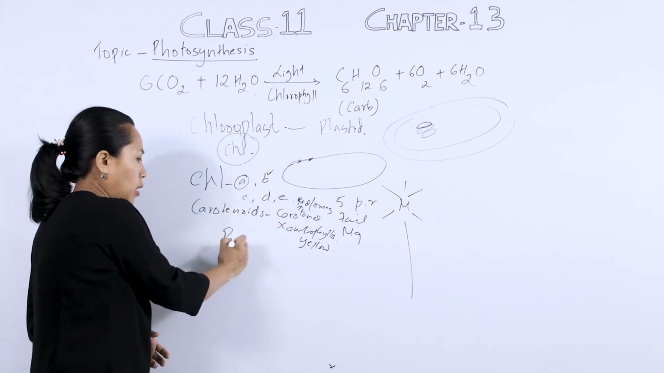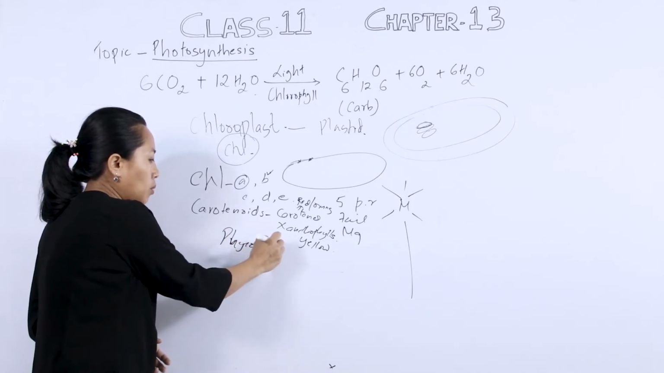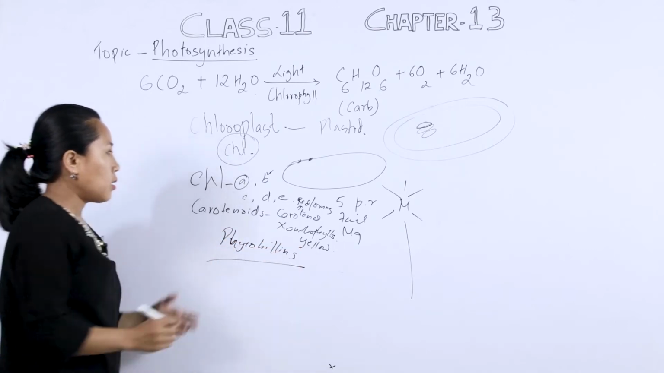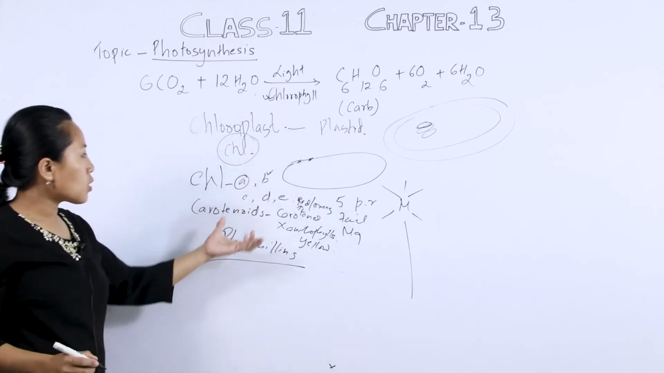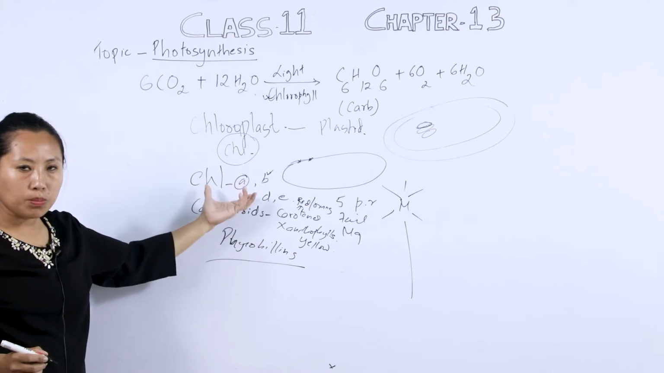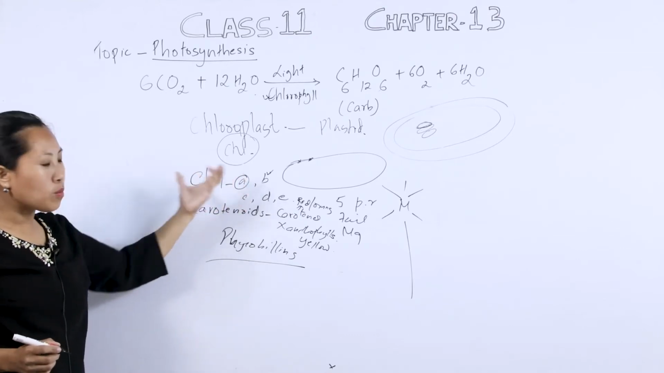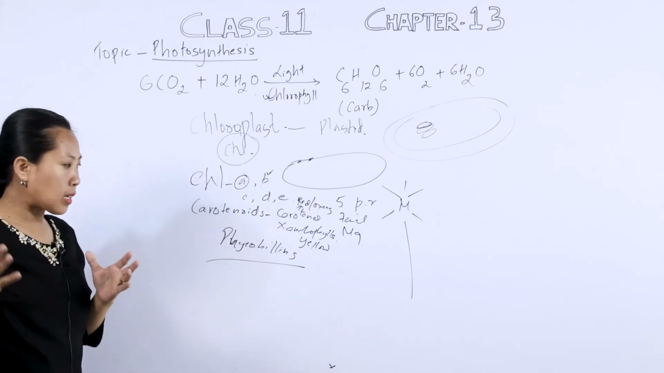So also there are other pigments like phycobilins. These are the pigments which take part in the process of photosynthesis, with chlorophyll A being the major pigment, and chlorophyll A also forms the reaction center, which we'll be discussing later.